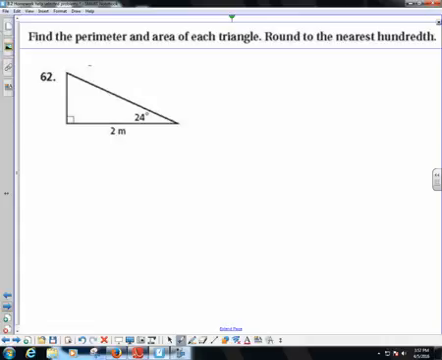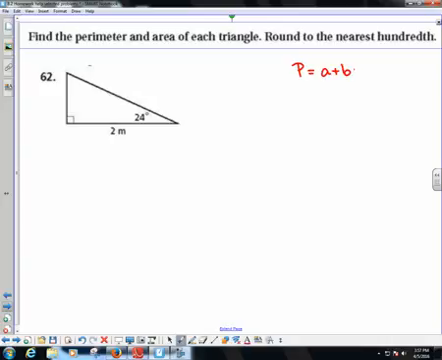All right, and the last section that we have to do, problems 62 and 64, and for blocks 5 and 7, I think I didn't tell you that we were not doing 63 and 65, so I apologize. I only am going to hold you responsible for 62 and 64. So we're going to find the perimeter and area of each triangle. Okay, so the perimeter is the easy one. That's the sides.